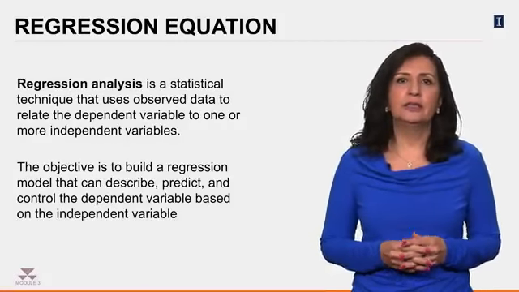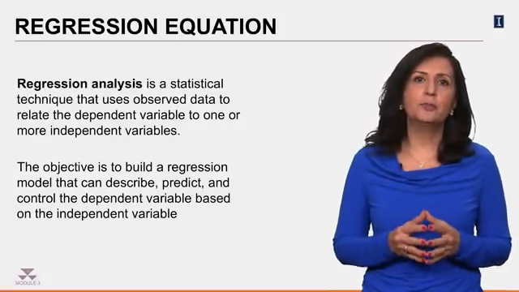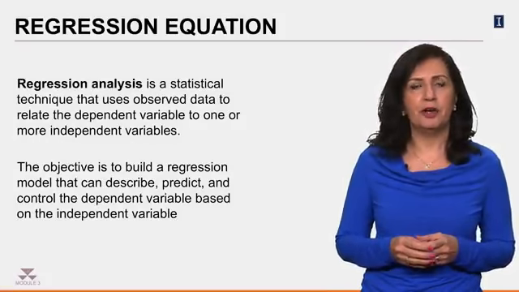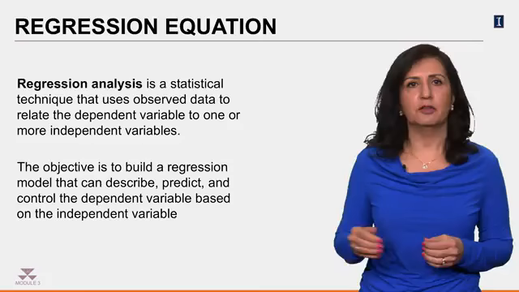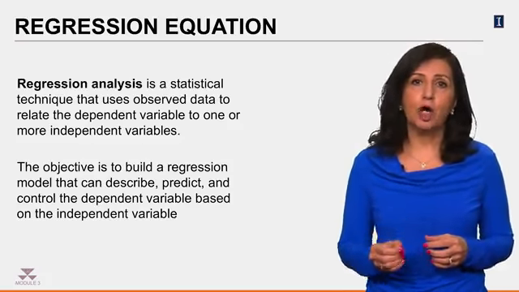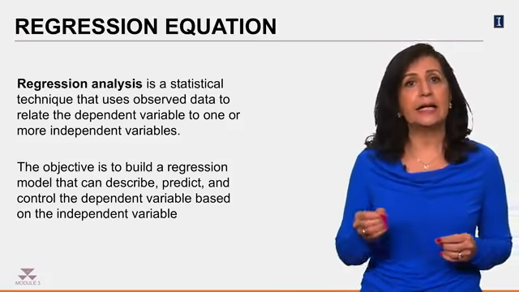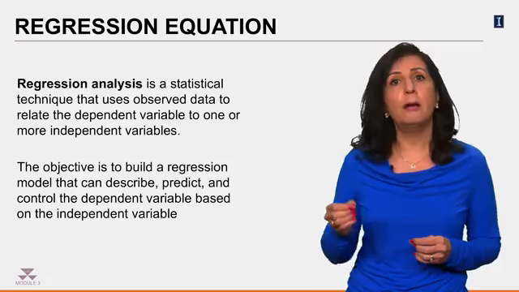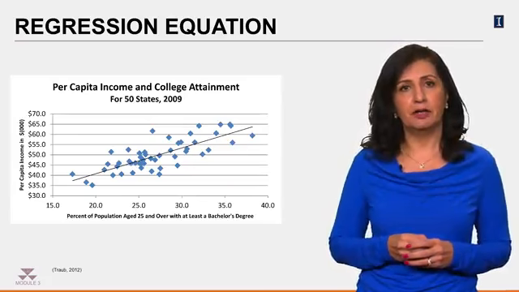Regression analysis is a statistical technique that uses observed data to relate the dependent variable to one or more independent variables. The objective of regression analysis is to build a regression model that can describe, predict, and control the dependent variable based on the independent variable.